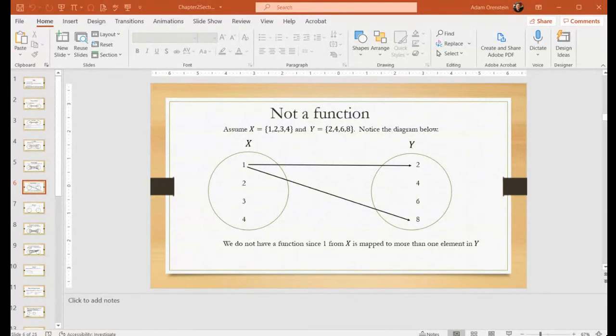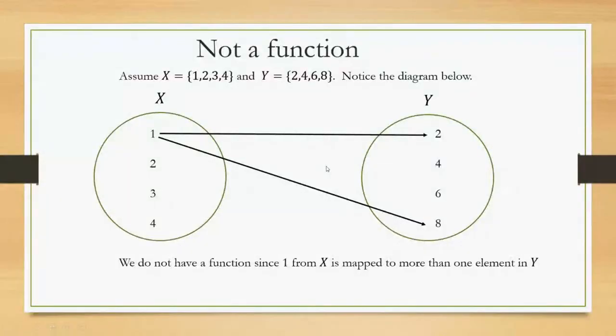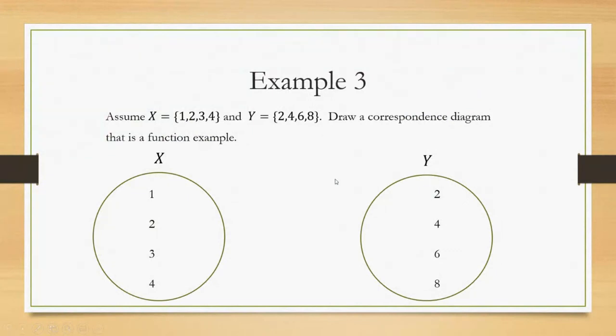Right, so let's keep going. So it's not a function. So here is another example. We can actually draw a correspondence diagram that is a function, okay? We could draw one like we did already, but there are other examples we can do.